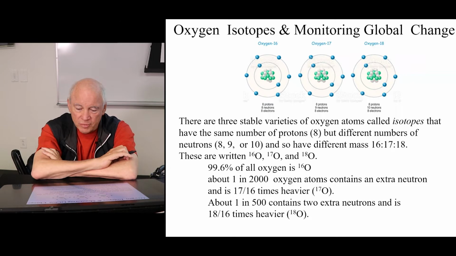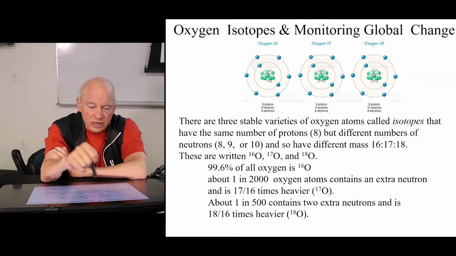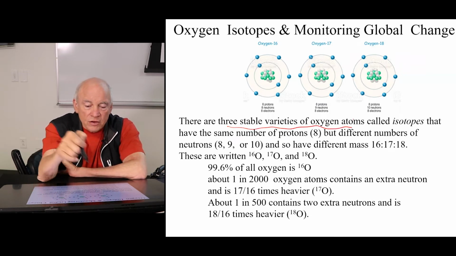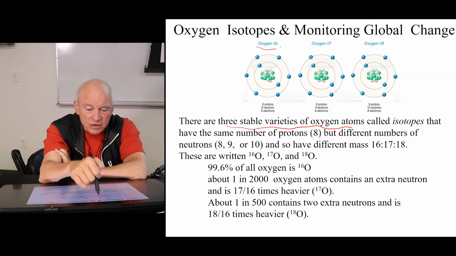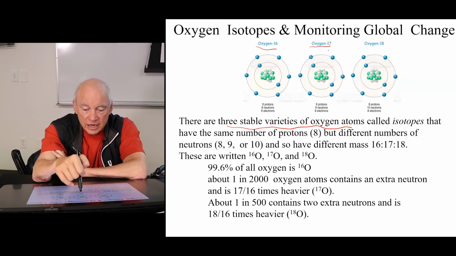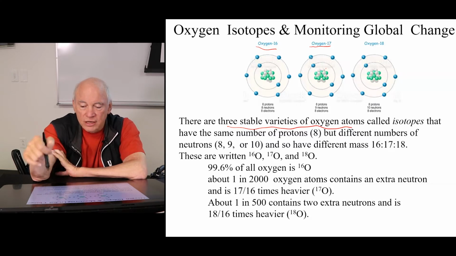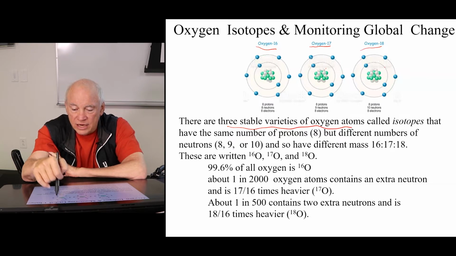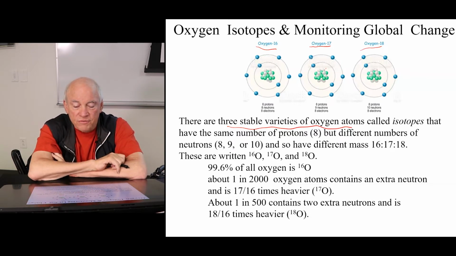So let's just talk a little bit about isotopes, and we'll focus in on oxygen isotopes. There's three stable varieties of oxygen. One of them is oxygen 16, so that's 8 protons and 8 neutrons. One's oxygen 17, 8 protons and 9 neutrons. Oxygen 18, which is 8 protons and 10 neutrons. They're just varying by the number of neutrons.